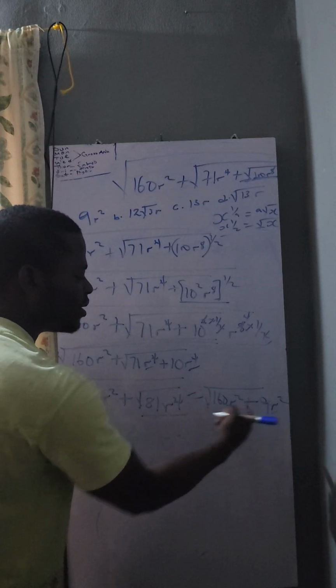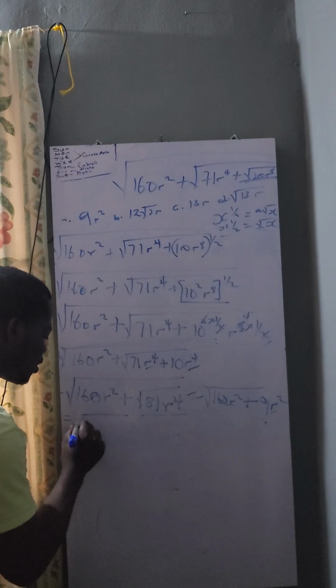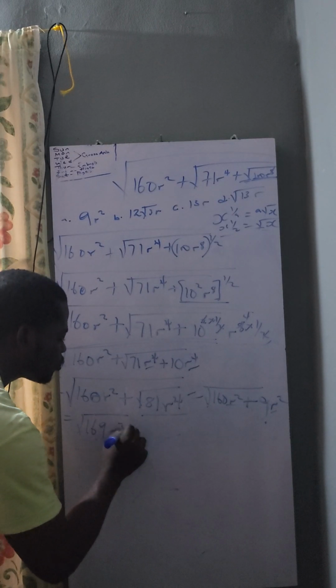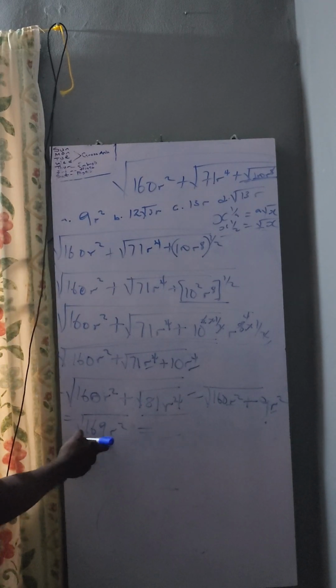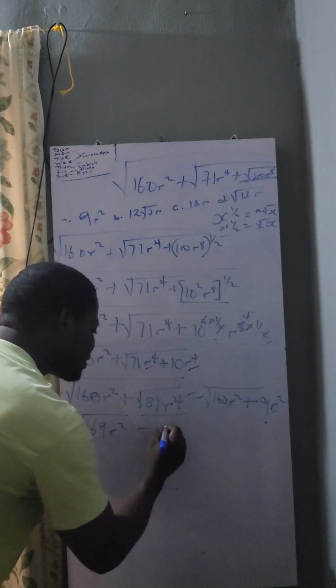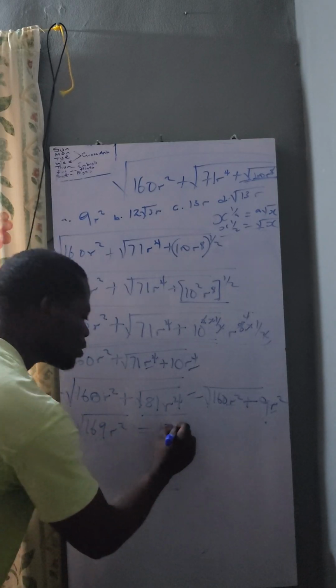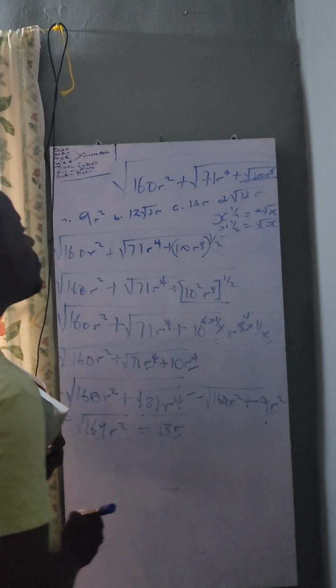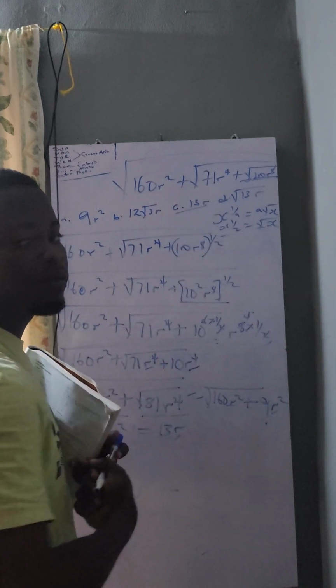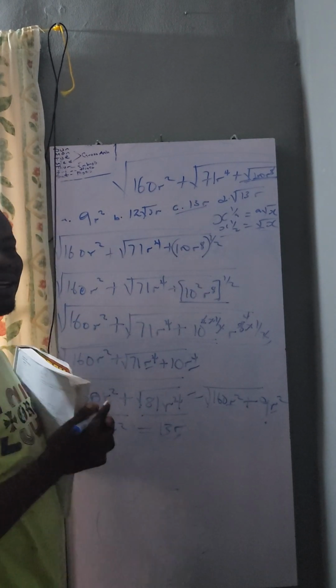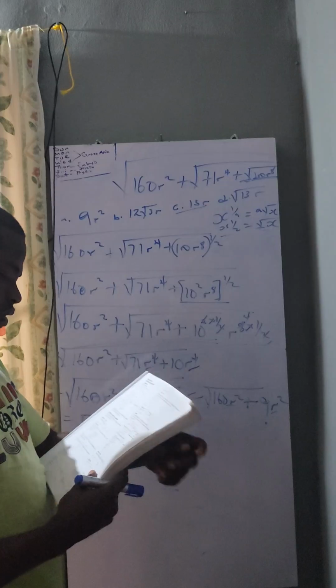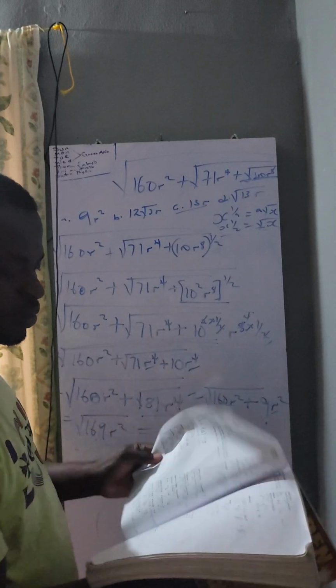I can add both of them. This gives me the square root of 169 r squared. The square root of 169 is 13. Then the square root of r squared gives you r. That means I have 13r. That's my answer. The answer here is C. So this thing is very simple. It's a simple logic.